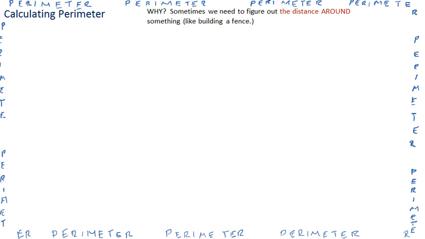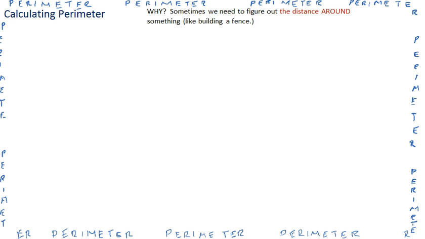Why do I want you to know how to calculate perimeter? Well, sometimes we need to figure out the distance around something, like building a fence. For example, if I was trying to make a fence, I would need to know the distance around my yard so I can build the fence. And this would help me to figure out how much wood maybe I would need to buy so that I can make my fence around this yard.